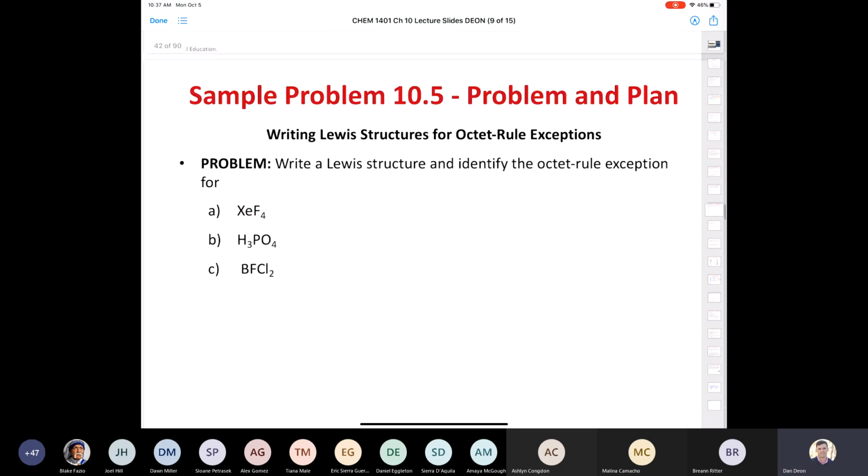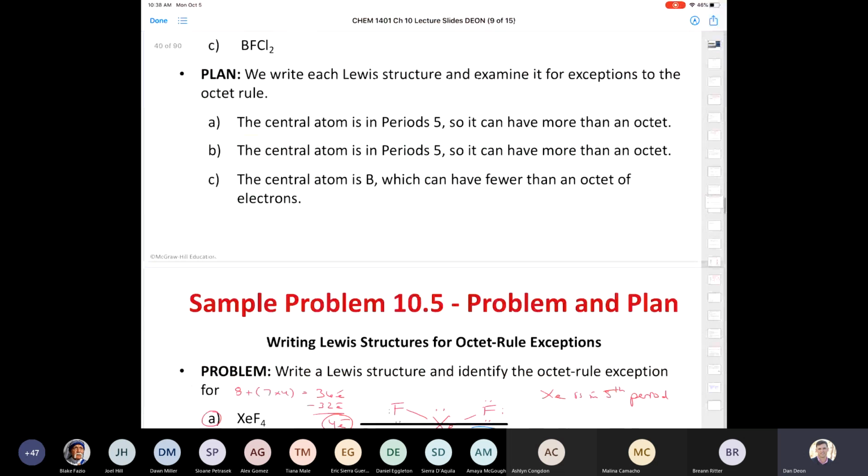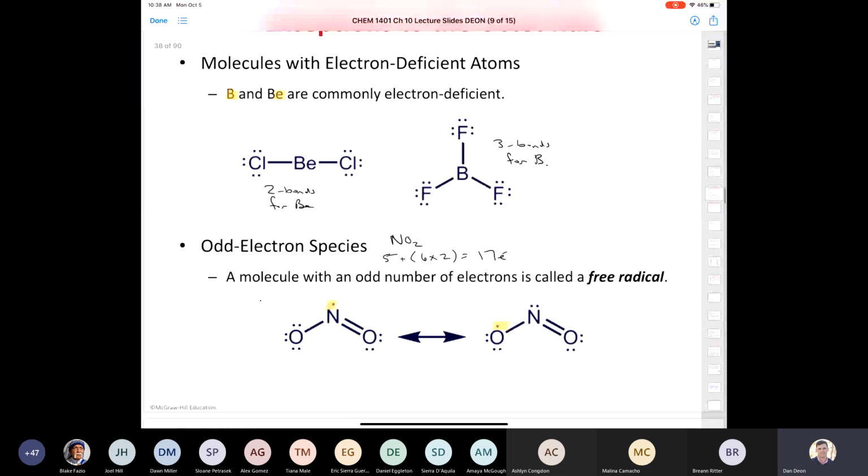All right? Let's take a look at, do I have room on here? Hey, I do. Let's do BFCl2, the last one. Let's calculate the total number of valence electrons. Boron has 3, fluorine has 7, chlorine has 7. There's 2 of those. That's 21 plus 3. That's a total of 24 valence electrons. What was the rule for boron? Don't believe me? Let's back it up. We said that boron is commonly electron deficient. Not always, but commonly. Boron commonly forms 3 bonds.